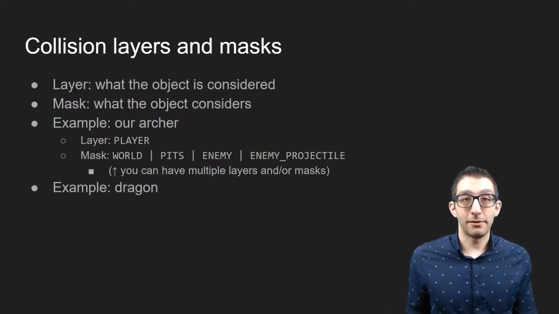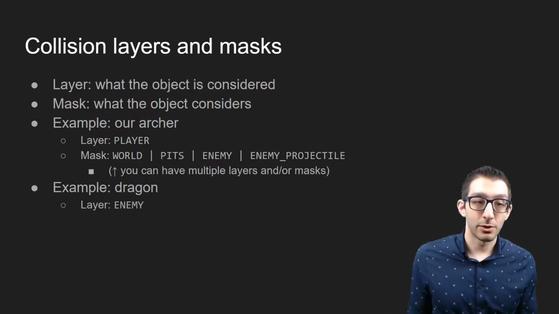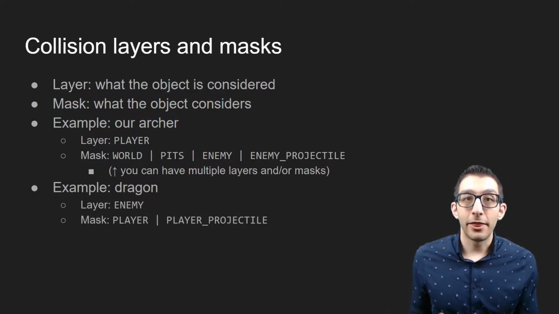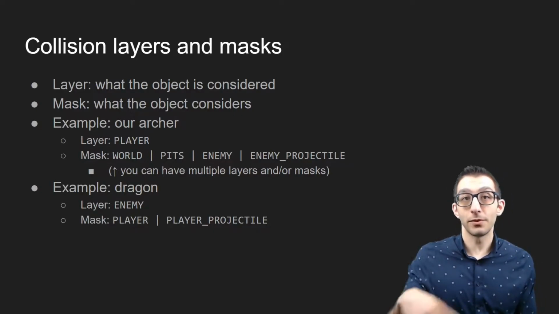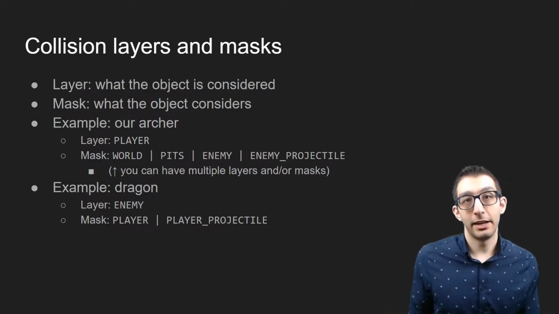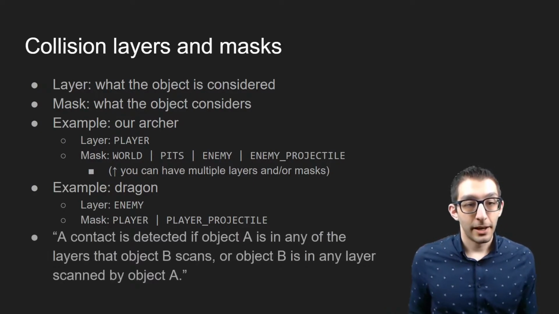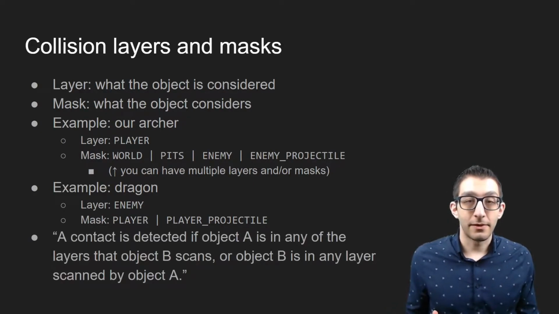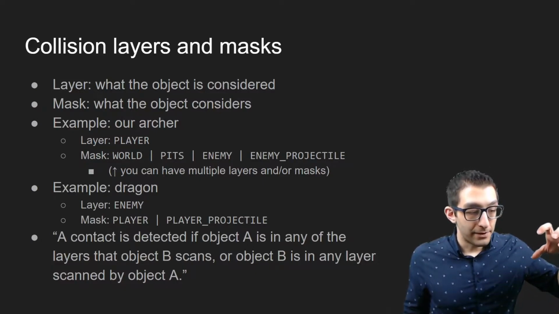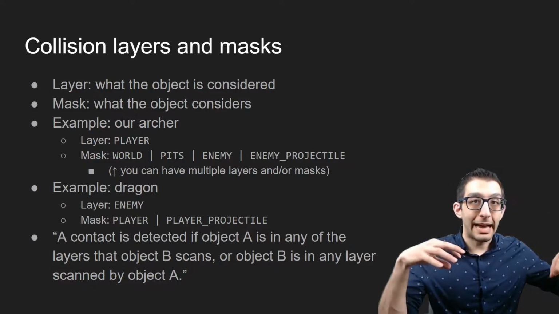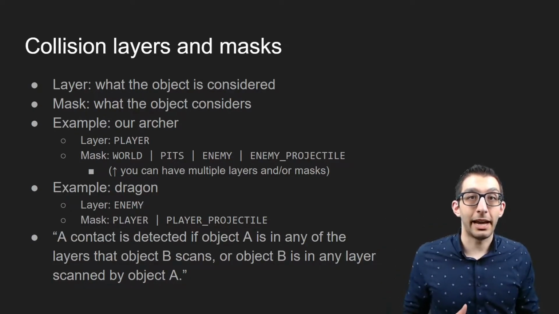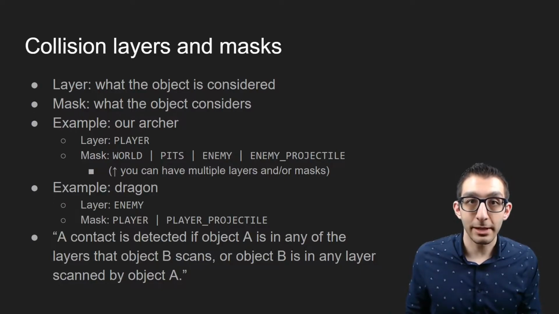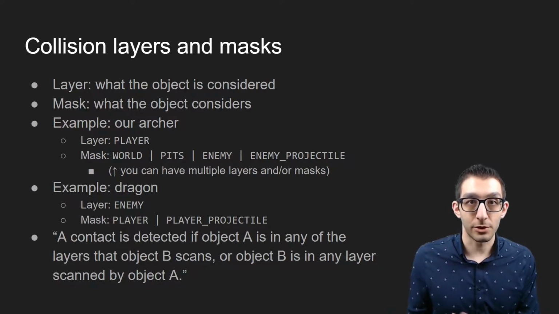Another example, we have a dragon. That would be an enemy, so we put it in the enemy layer, and maybe we say it does not collide with the world or with pits. Maybe it can move smoothly over those because it can fly, and it only collides with the player and projectiles. The way that Godot itself defines these is that if object A has a mask that is object B's layer or vice versa, then a collision will happen. So again, if that doesn't totally make sense, we'll get to this in the editor and we'll try it out.